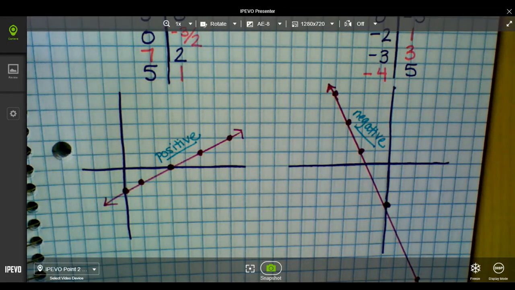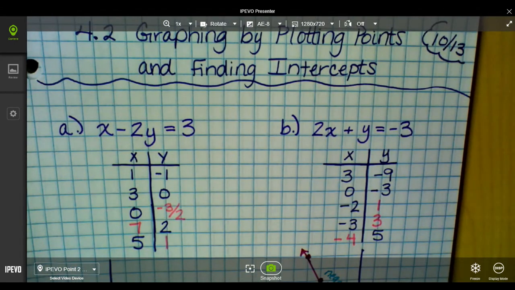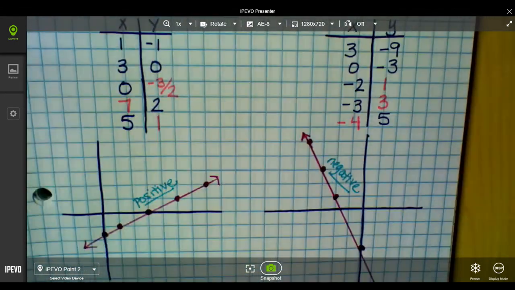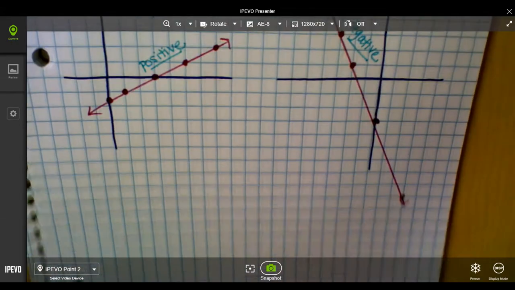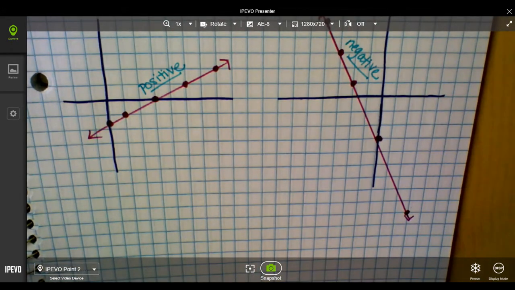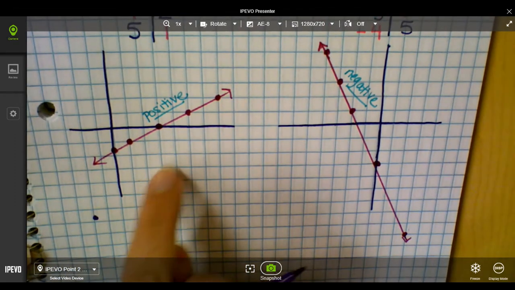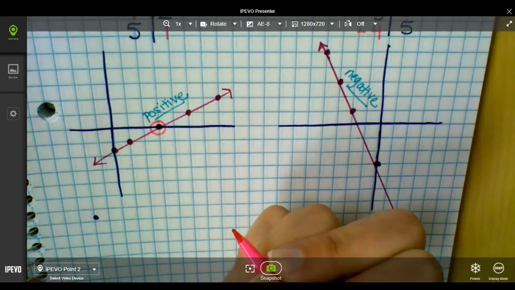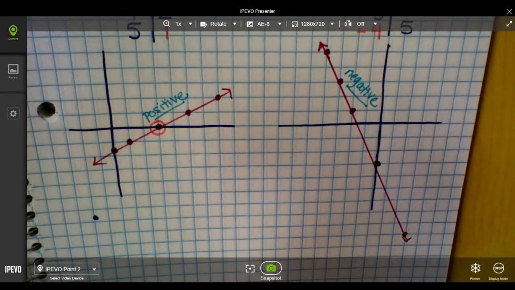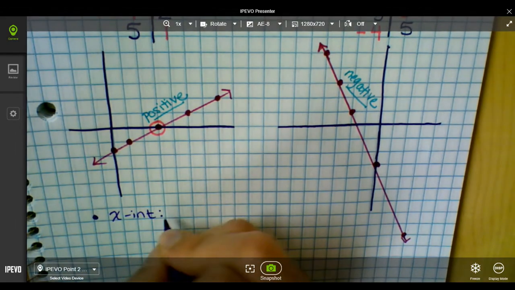So that's always something just to look out for when we do get to that form. But the next thing that I really want to talk about is graphing by plotting points and finding intercepts. So we graphed by plotting points, but how do you graph by finding intercepts? The first thing that we need to do is to just define what intercepts are. So hopefully, just by looking at this graph, you know that the x-intercept is where the line crosses the x-axis.